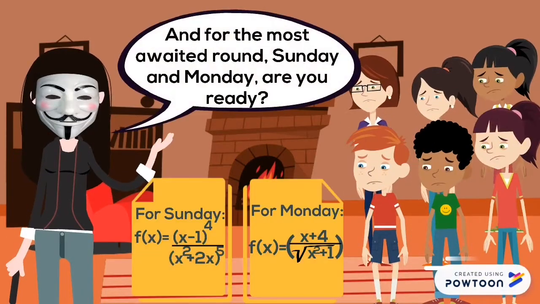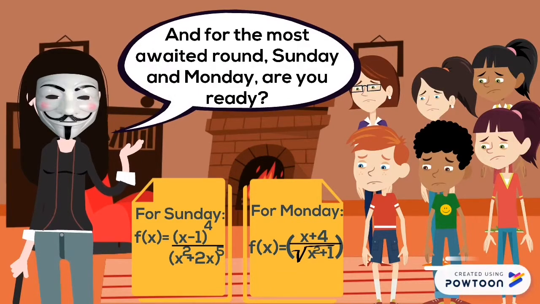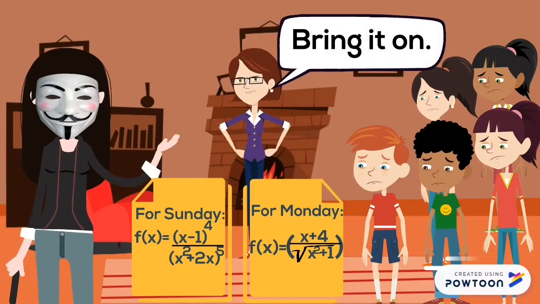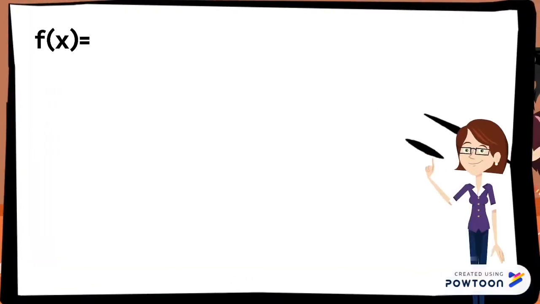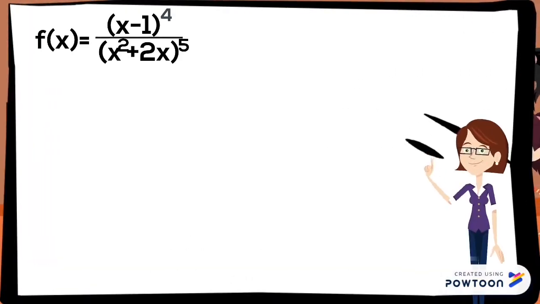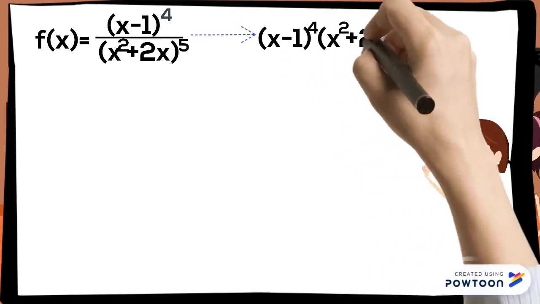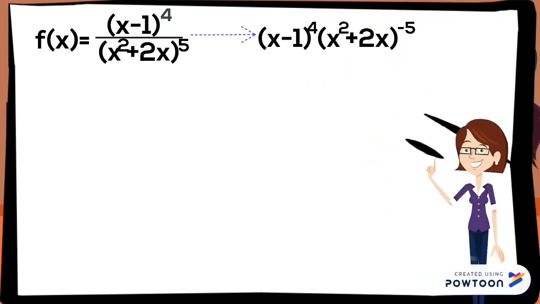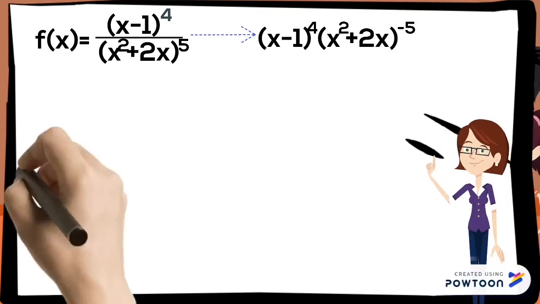And for the most awaited round, Sunday and Monday, are you ready? Bring it on! Find the derivative of the quantity of x minus 1 raised to 4 over the quantity of x squared plus 2x raised to the power of 5. Let's rewrite the function as the quantity of x minus 1 raised to 4 times the quantity of x squared plus 2x raised to negative 5. It can be identified that the main rule to be used is product rule. First, let's assign values for f of x and g of x.